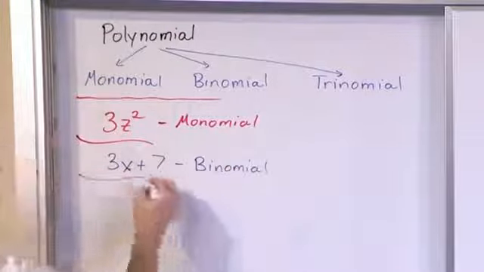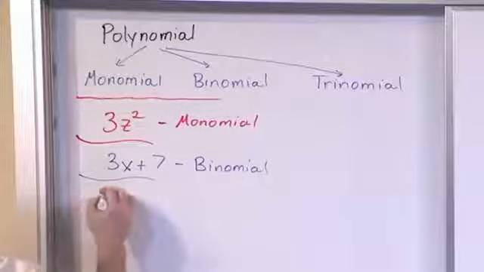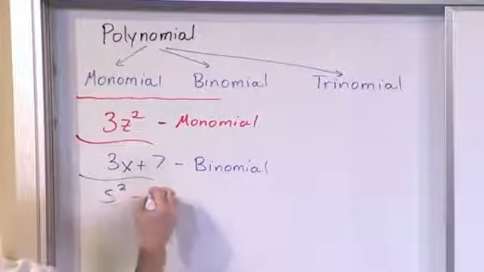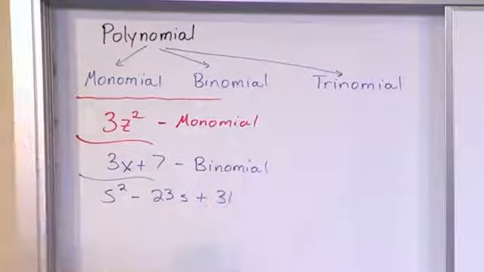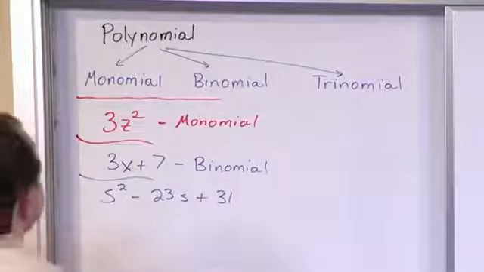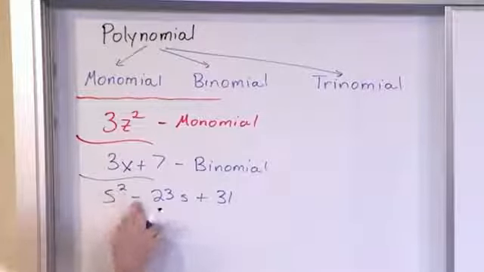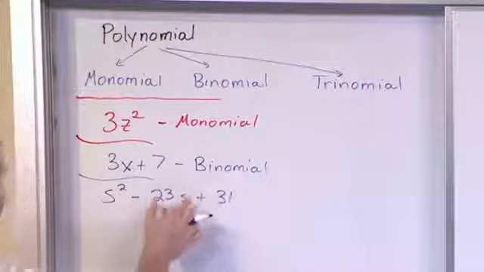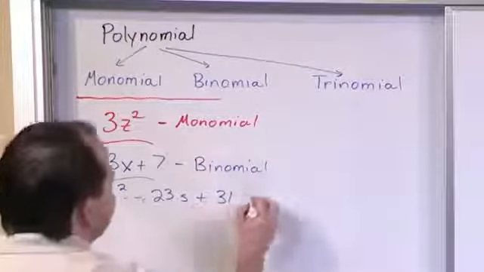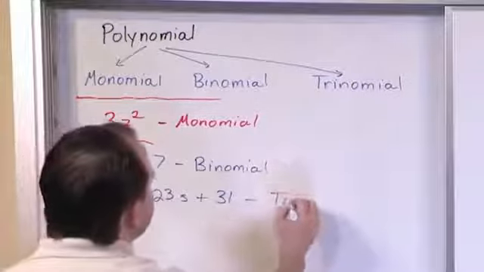So you see this is really not a big deal. Now let me give you another example. What if you had s squared minus 23 times s plus 31? And I say, here's a polynomial. Why don't you tell me what type it is? You have to identify the terms. Here is a term linked by a minus sign to the next term, linked by a plus sign to the next term. So there's 1, 2, 3 terms here. So because there's 3 terms, this is a trinomial.